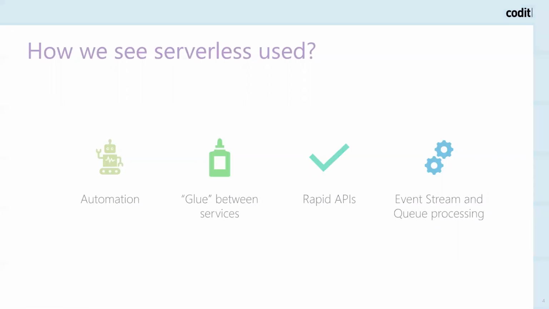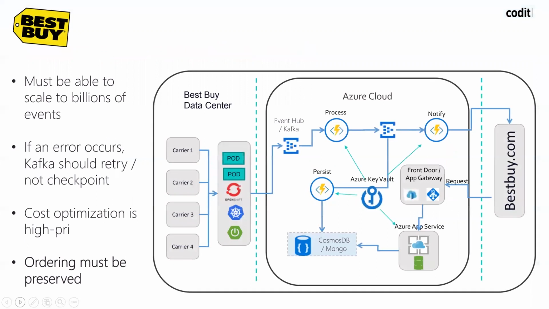And an example of that is a customer that I've personally spent a lot of time working with, which is Best Buy, which is an electronics retailer in the United States. They have to be able to scale to billions of events as folks are buying hard drives and operating systems and whatever else people buy at electronic stores.